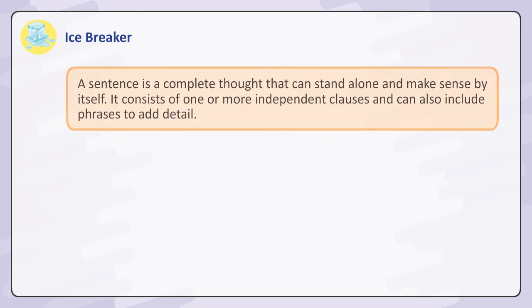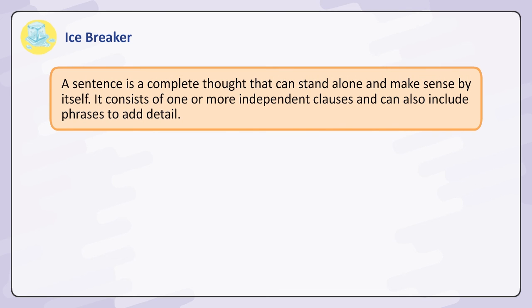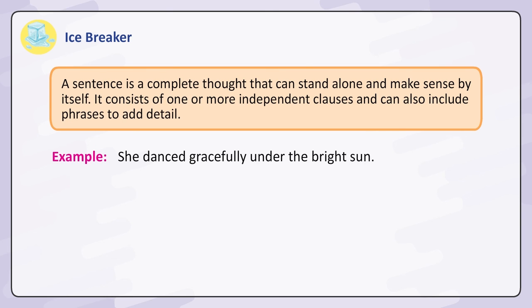A sentence is a complete thought that can stand alone and make sense by itself. It consists of one or more independent clauses and can also include phrases to add detail. Example: she danced gracefully under the bright sun.